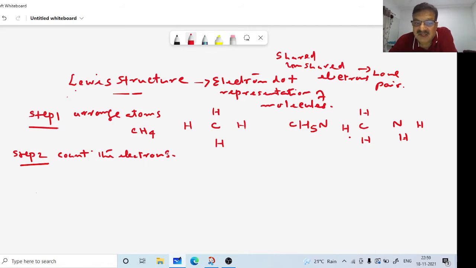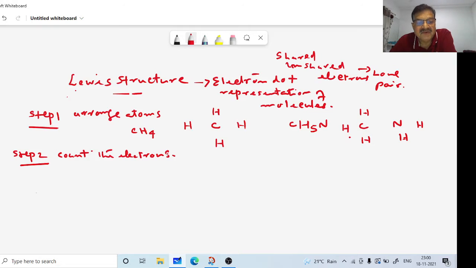Now, if there is a negative charge, what is to be done? 1 electron for each negative charge you have to add. And if there is a positive charge, subtract one electron for each positive charge. So the final sum, whatever you are getting, gives the total number of electrons that must be used in drawing the Lewis structure. That is step 2.